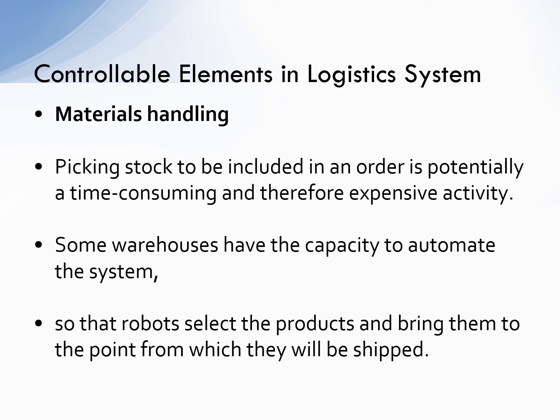Materials handling, again another controllable element in logistics system which a company can control. Picking stocks to be included in an order is potentially a time consuming and therefore expensive activity. Some warehouses have the capacity to automate the system so that robots select the products and bring them to the point from which they will be shipped. So nowadays companies are using these robots for material handling.